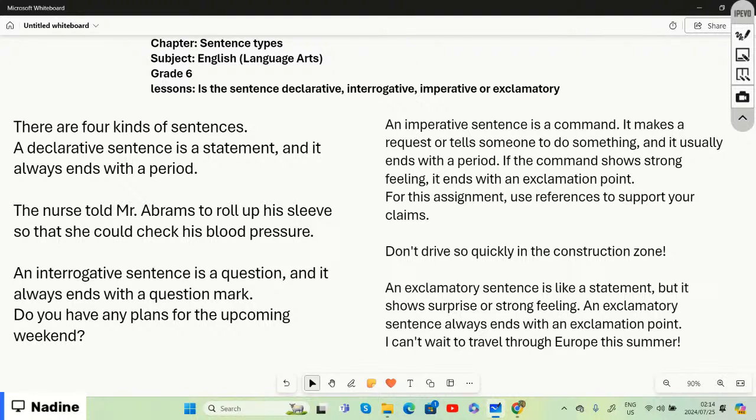If we look at an example, it says, I can't wait to travel through Europe this summer! This means that this person is excited, because this person is going country hopping, going from one country to the next, which is going to be good. So this person expresses excitement. That is a strong feeling. It's the excitement or the happiness that is strong.